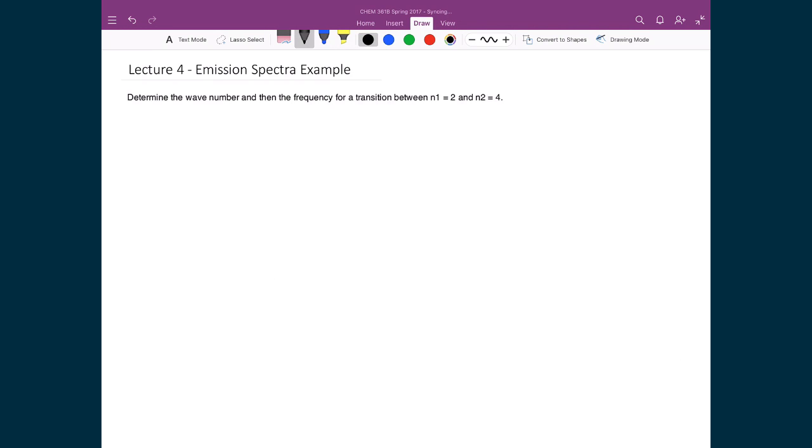All right, so let's try one of these problems. Determine the wave number and then the frequency for a transition between n1 is equal to 2 and n2 is equal to 4. So remember, when we're calculating the wave number, which is what we'll start with first, the wave number is simply this value, this 1 over lambda, because wave numbers are in units of inverse centimeters. So 1 over lambda, according to the Rydberg equation, is the Rydberg constant times 1 over n1 squared minus 1 over n2 squared. And we always want to have a wave number be a positive number, so that means that n2 will always be bigger than n1. That way this subtraction always ends up being a positive number.